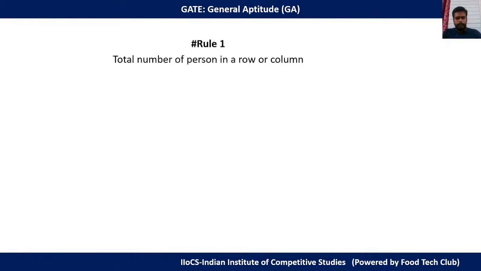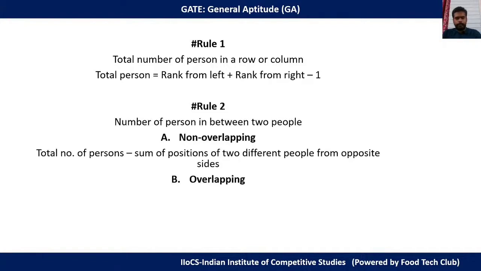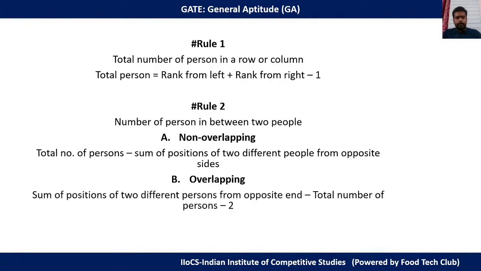See, there are two rules for these two sections: total number of persons in a row or column, for that, one rule is there, and number of persons between two people, there is another rule. Total number of persons in a row or column, rule number one: total person will be equal to rank from left plus rank from right minus 1.